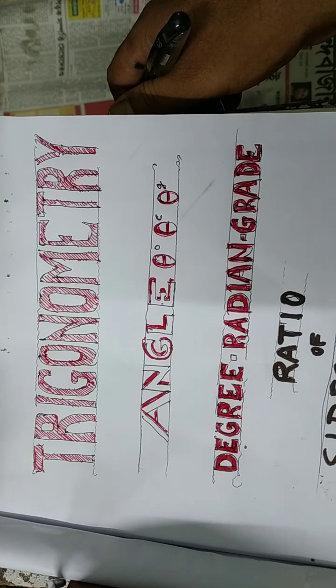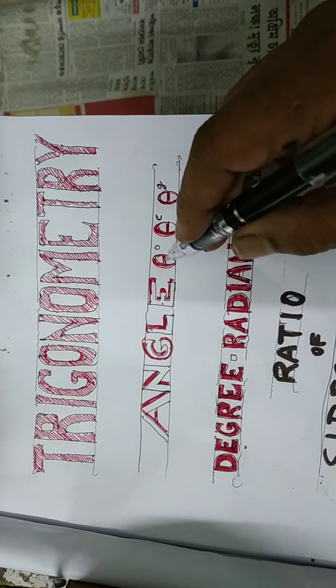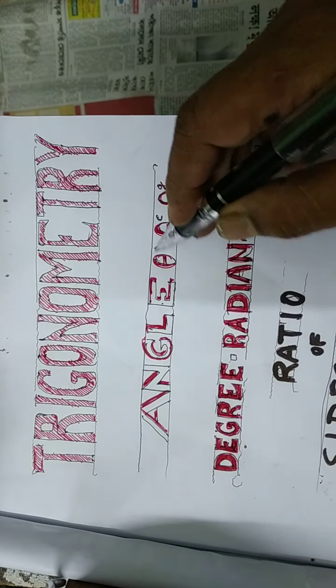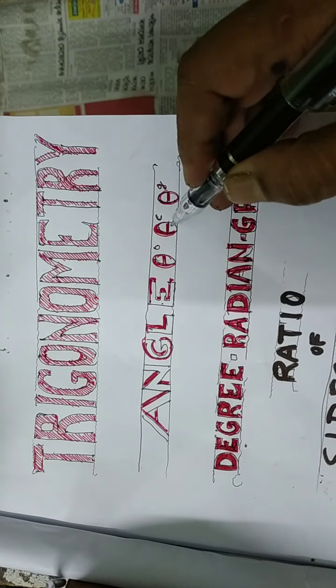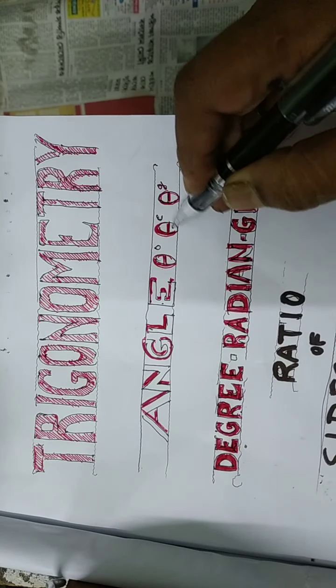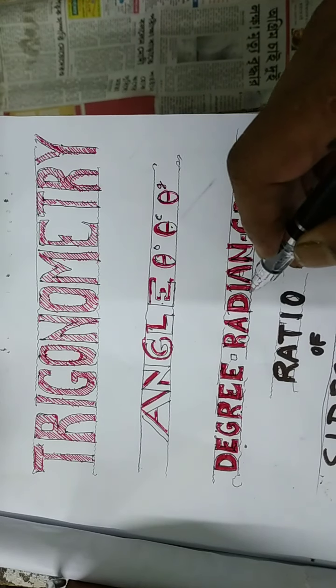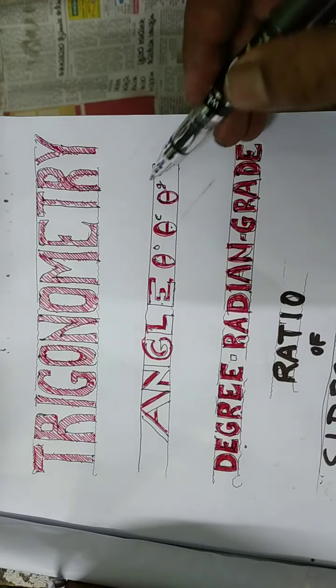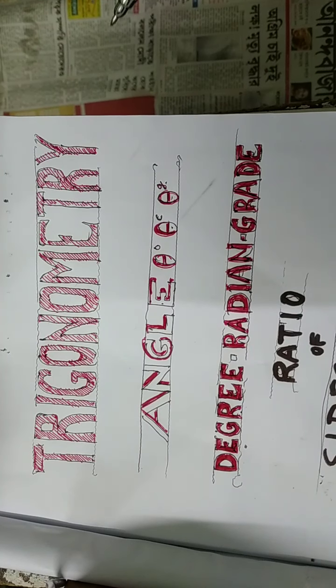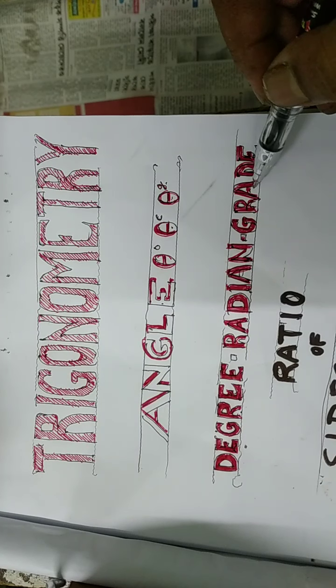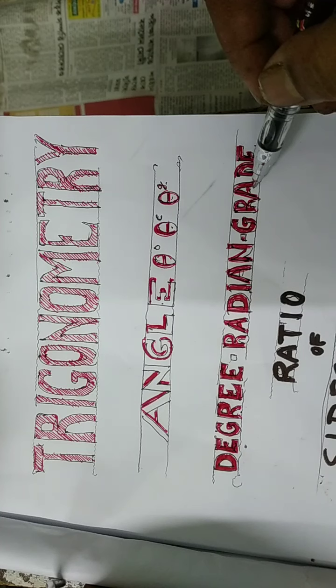The angle is measured in different unit systems, like theta degree, where the symbol is degree, theta the angle, circular measure, that is radian, and theta g, that is grade measure. The grade measure is not very popular, but it is also a very interesting and useful measurement of angle.